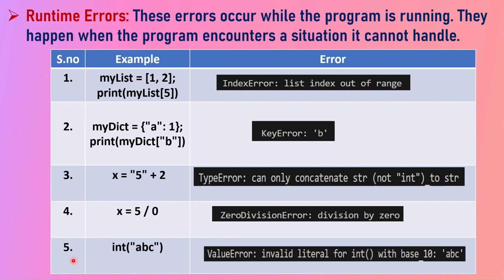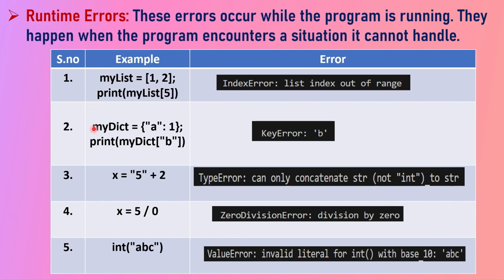So here I have given 5 examples. Let's see the first example. In this first example, I have declared one variable named mylist. mylist is a type of list that holds 2 elements, at the index positions 0 and 1. And in the next line, I was trying to print the element at position 5. But we don't have 5 elements, right? We only have 2 elements. I was trying to access the element at position 5, which is not present. So it results in an index error saying that list index is out of range.